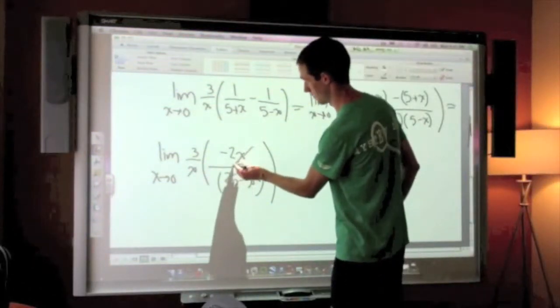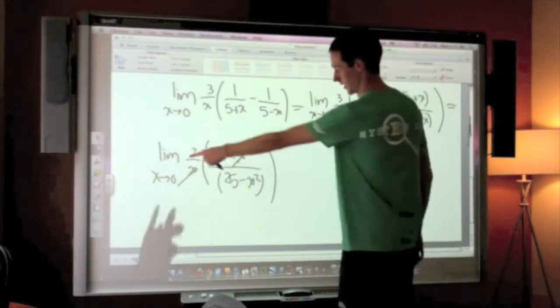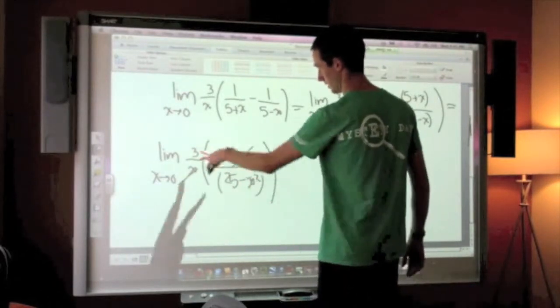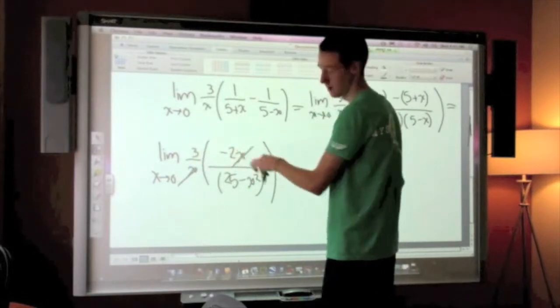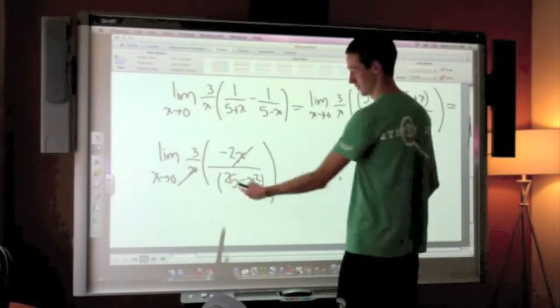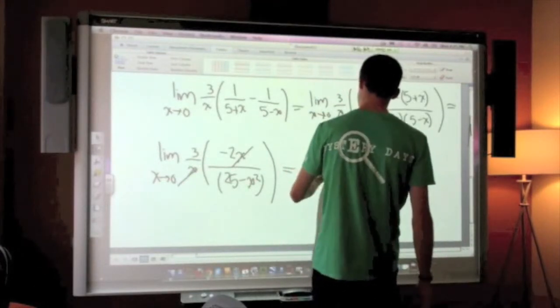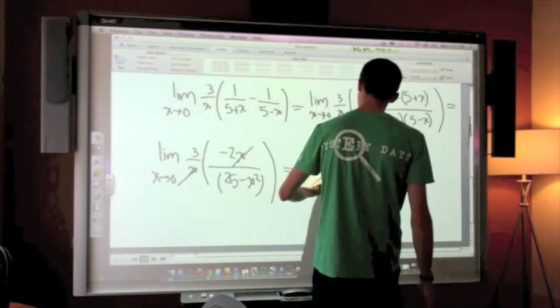Immediately we see that the top x and the bottom x are going to be able to cancel out. So now, if we go ahead and plug 0 in for this, we're going to get 3 times a negative 2 on the top, so negative 6, and then a 25 minus 0 squared, so that's just going to be 25. And so the answer that you're going to come up with is negative 6/25.